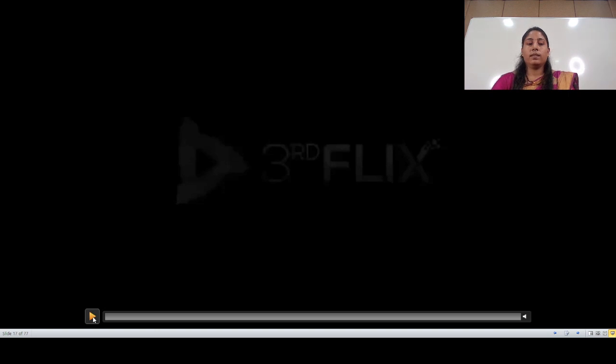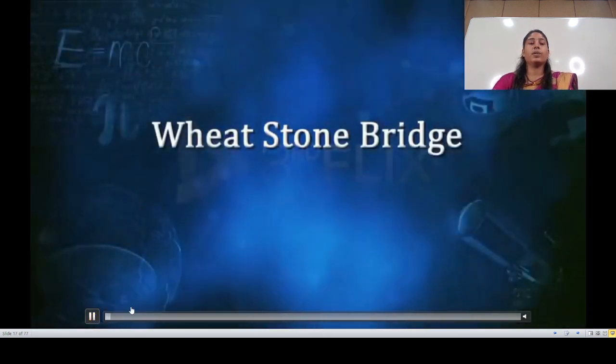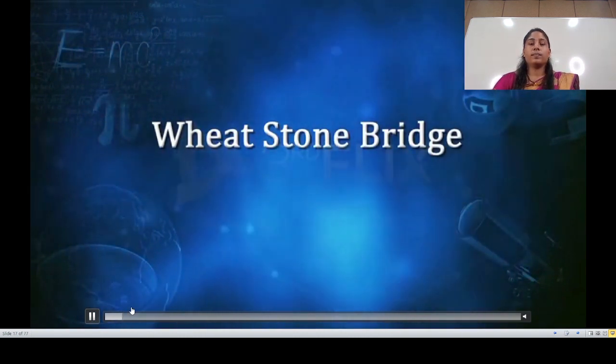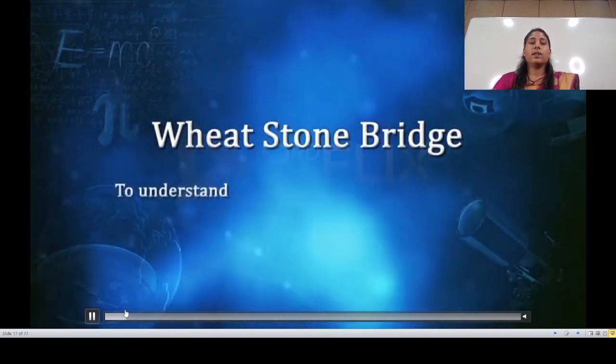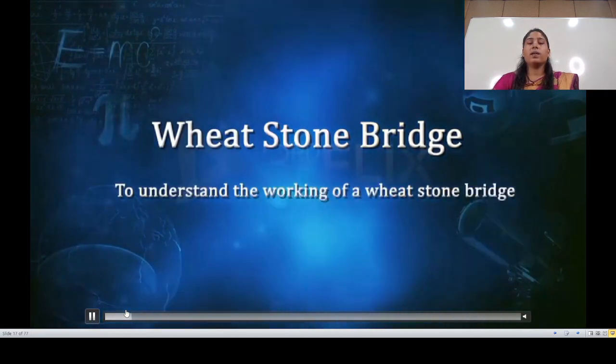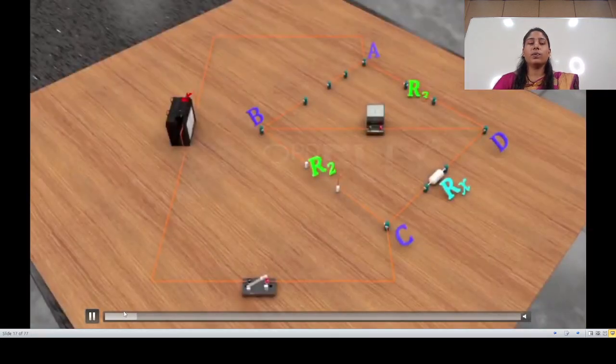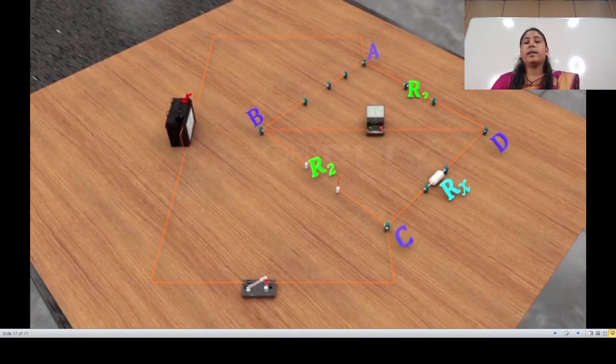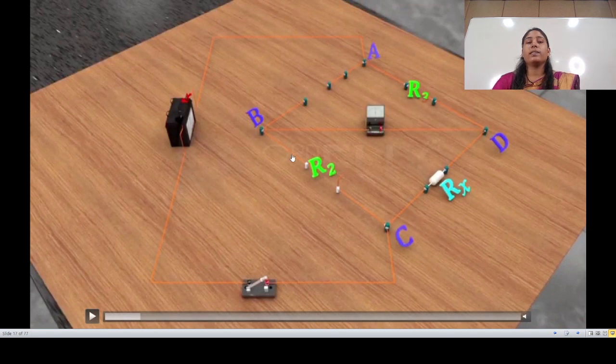Here see the animation. Wheatstone bridge is used for understanding the working of the Wheatstone bridge. We have to see the practical arrangement of the Wheatstone bridge. Here the power supply is connected. A, B, C and D are 4 quadrilateral points in which we can connect 4 resistors.